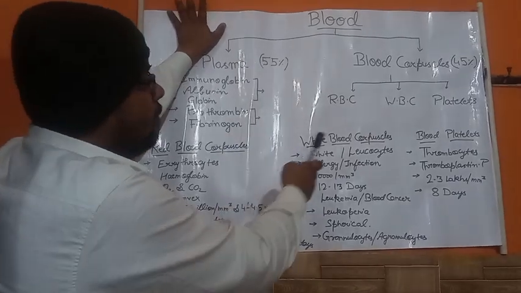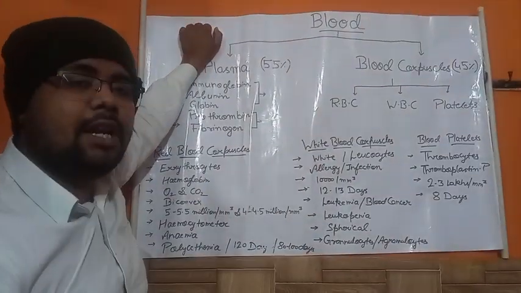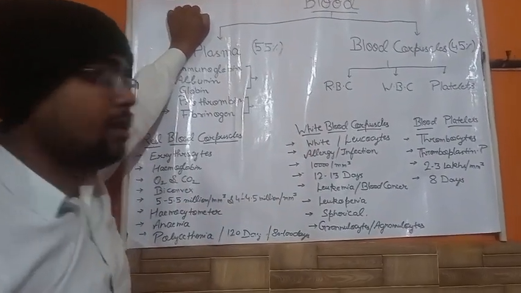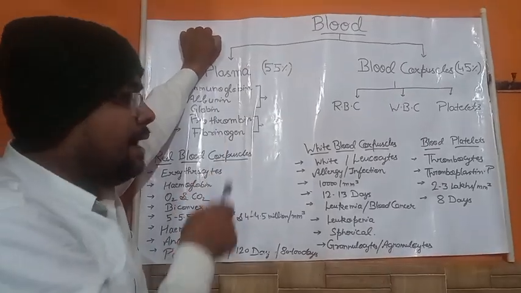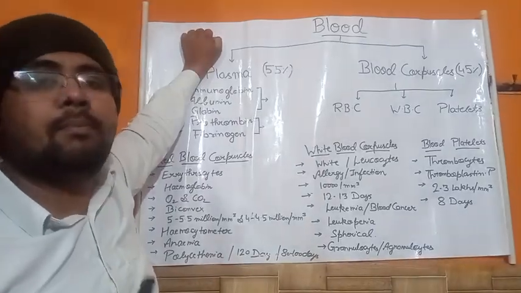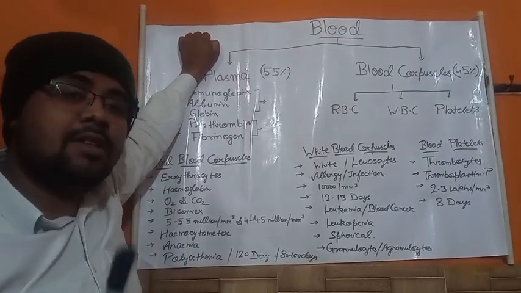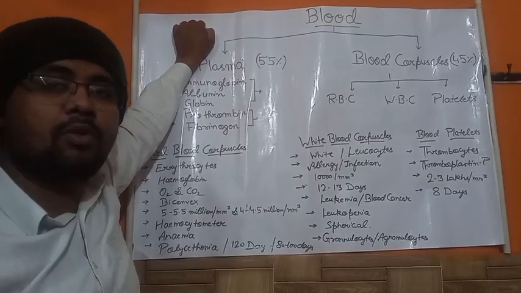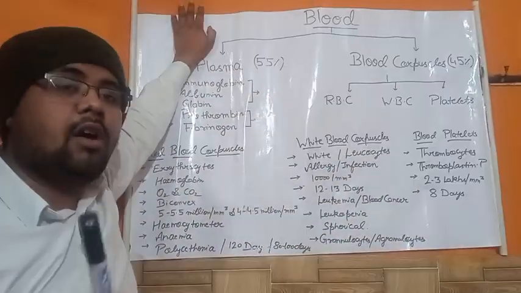Now come to the next point, WBC. The full form of WBC is white blood cell, and the scientific name of WBC is leukocyte. What is the function of WBC? It prevents allergy and infection in our body. That is the main function of WBC. What is the number of WBC in our body? 10,000 per mm cube.